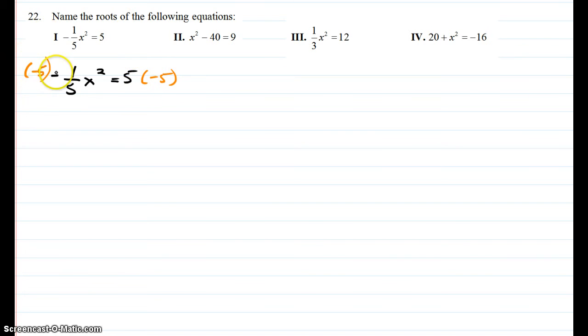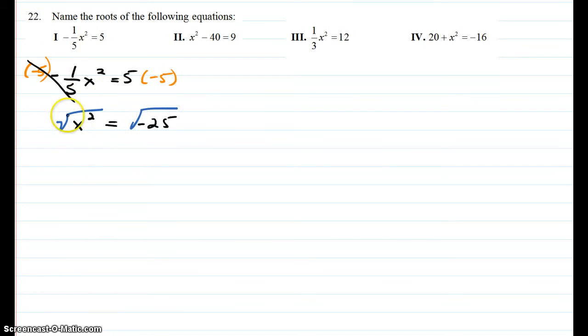So when we do that, the negative goes away and the 5 goes away, and so now I'm just left with 1x squared, or just x squared, equals negative 25. And so now I need to get rid of the square, and so the opposite of squaring something is taking the square root.